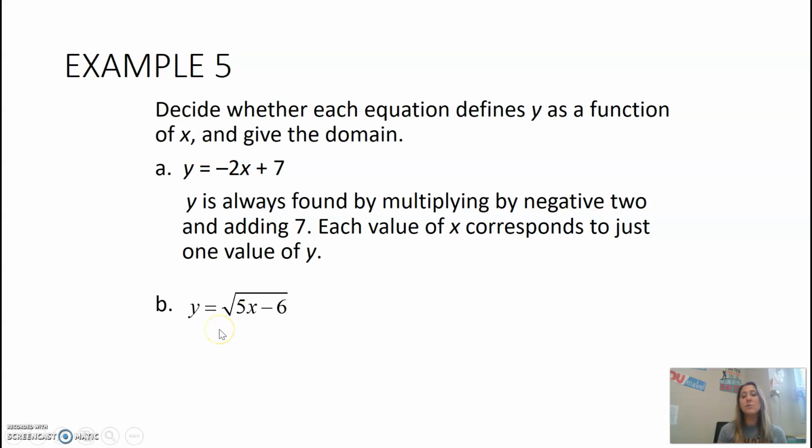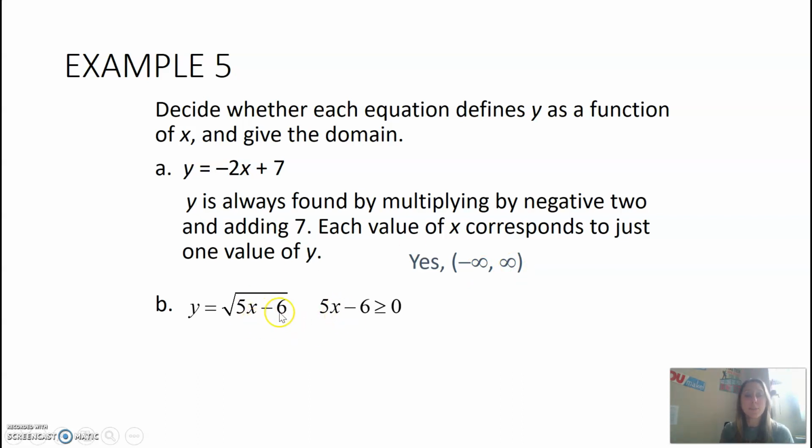So now this one has some rules, right? I said we can't have a negative number under a square root, which means we can't go any smaller than 0. So yes, this is a function, and the domain is going to be -∞ to infinity.